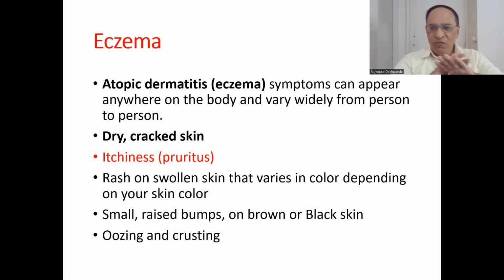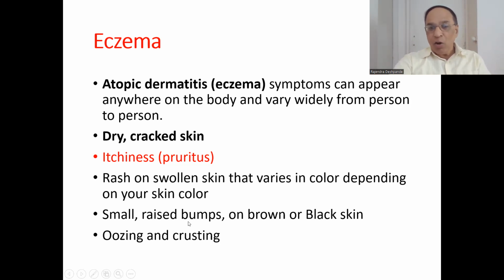Leucoderma, vitiligo, finished. Next skin disease is eczema, atopic dermatitis. In Ayurveda, it is called Vicharchika. Atopic dermatitis, eczema symptoms can appear anywhere in the body and vary widely from person to person. For example, some will have dry and cracked skin with a lot of fissures. Then itchiness or pruritus, a common symptom for many skin diseases. Rash on swollen skin that varies in color depending on your skin color. Small raised bumps on brown or black skin.